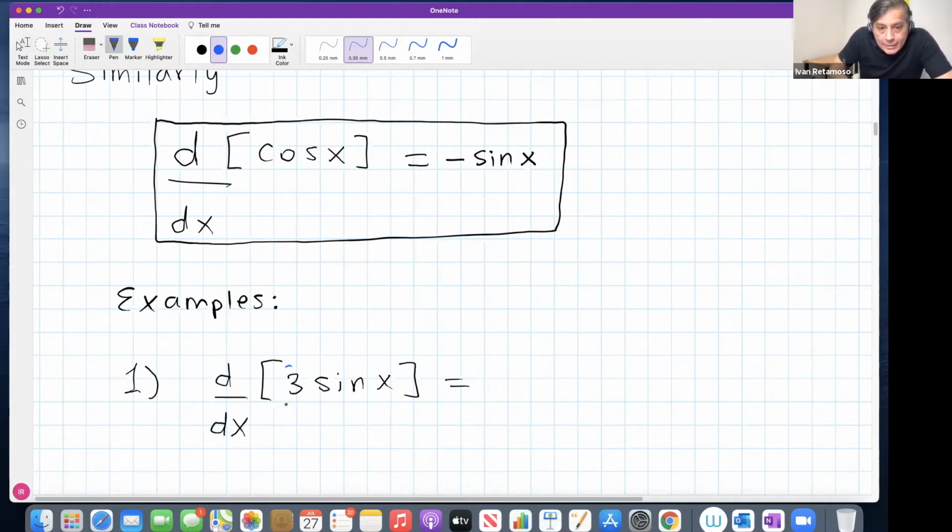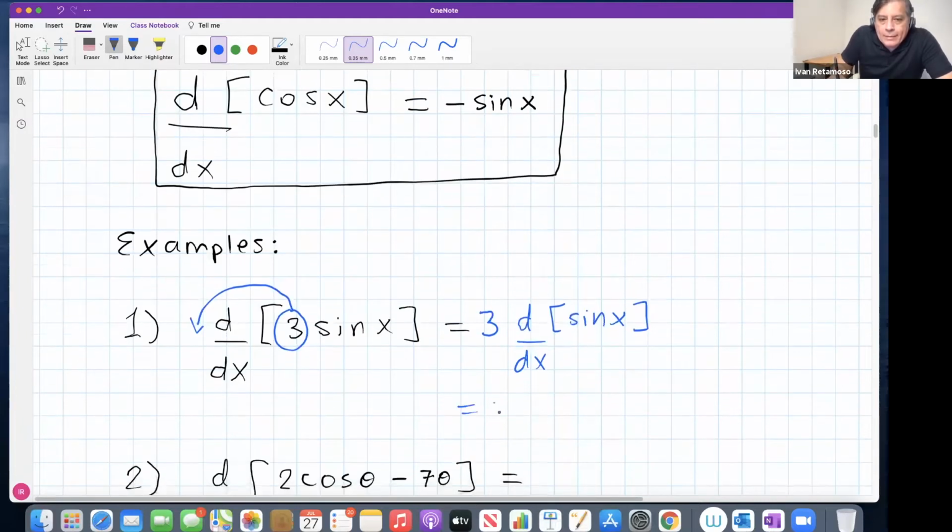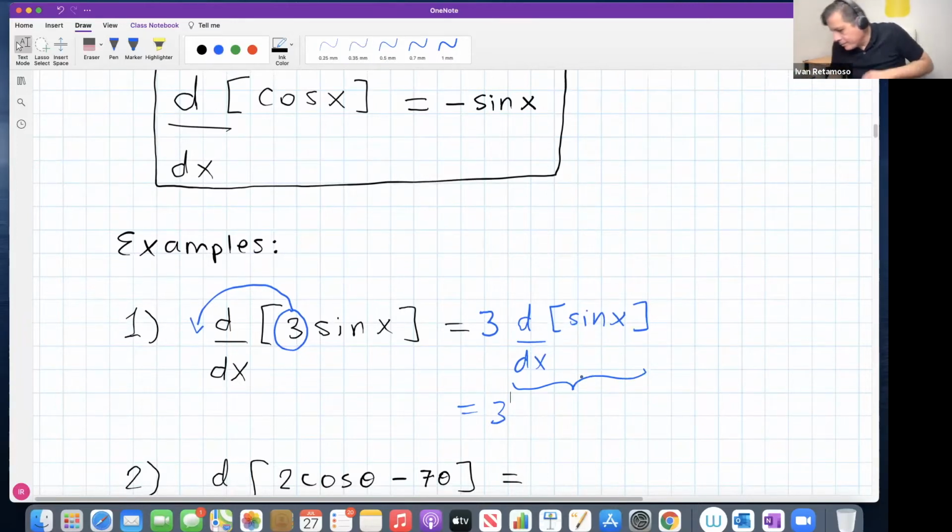Notice this is a constant, the real number 3. We know that we have a property called the constant multiple rule, which says that constants can be taken outside of the derivative, so that we focus on taking the derivative of the function, and we multiply the result just times 3. But what is the derivative of sine of x? Anybody could say in the chat, what is the derivative of sine of x? We just showed it.